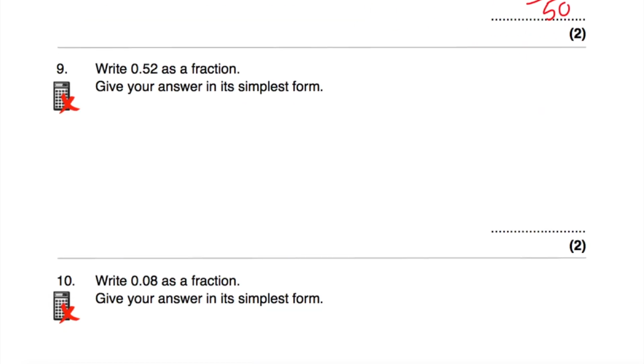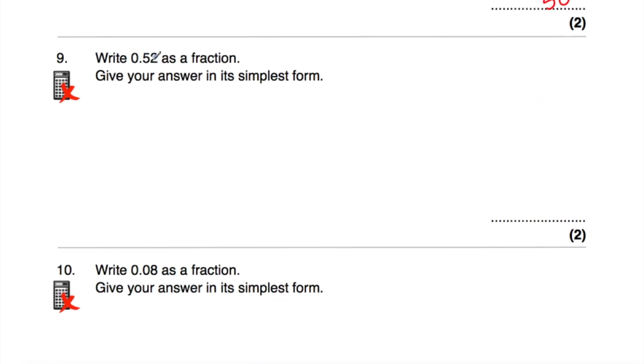Okay, let's look at our next one, question number 9. Question number 9 says to write 0.52 as a fraction and to give our answer in its simplest form. So again here we've got 52 hundredths. So I'd write 52 hundredths because it's 52 and that's the hundredths column, so 52 hundredths.